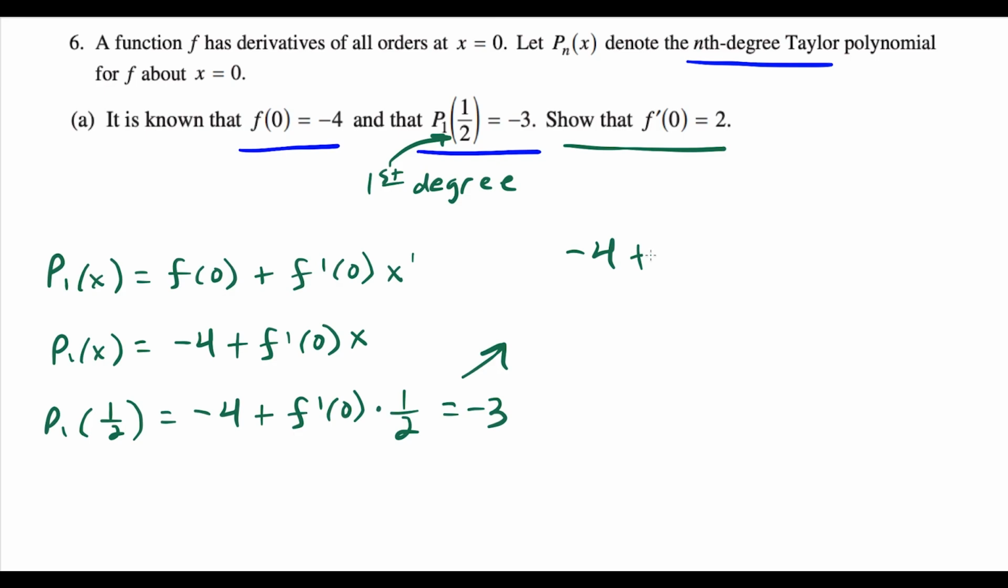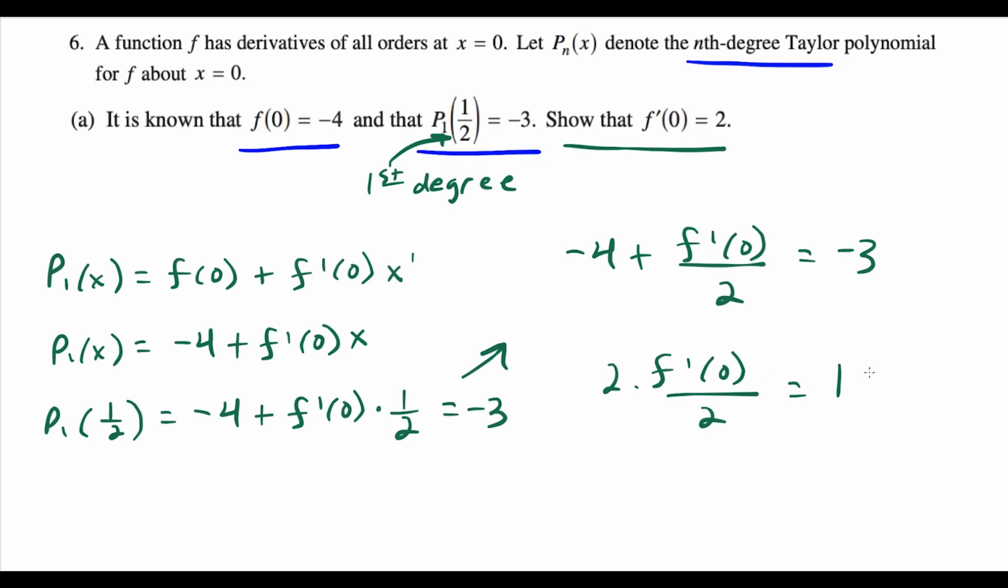So this is negative 4 plus, we have f prime of 0 divided by 2 when we do times a half equals negative 3. And now just add 4 to both sides, and you get f prime of 0 divided by 2 is equal to, when you add 4, you got negative 3 plus 4 is 1. And now just multiply both sides by 2, and you got f prime of 0 equals 2. So this definitely checks out.